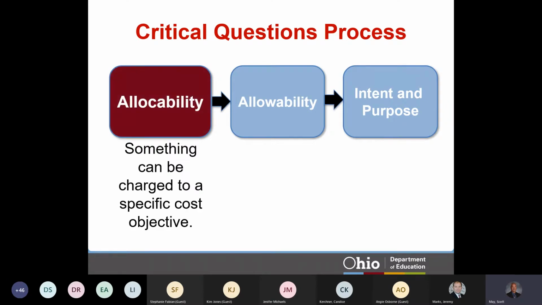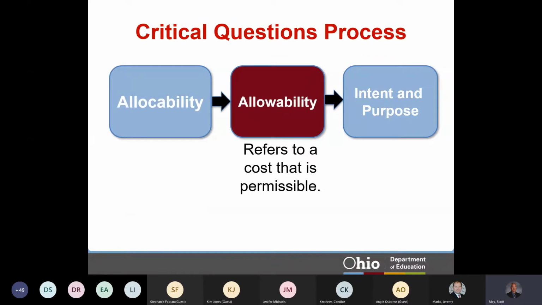So with allocability, this means what can be allocated. Something has to be charged to a specific cost objective. To be allocable, there must be the funds budgeted in the correct budget cell, it has to have a substantially approved date, and it has to be an allowable activity.